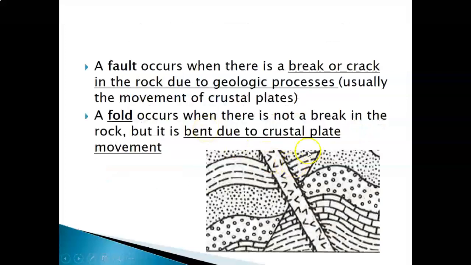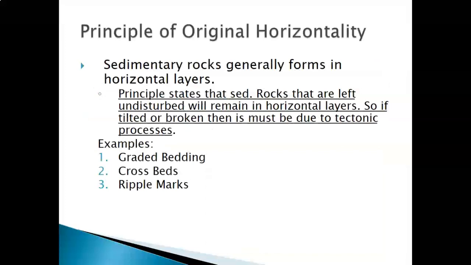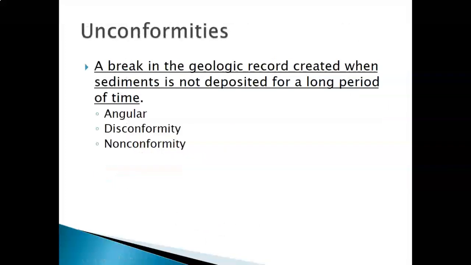And so this fault here and those folds, they were horizontal, and then tectonic plates caused them to become folded and other things. And so then that can also affect these processes that we talked about: graded bedding, cross bedding, and ripple marks.